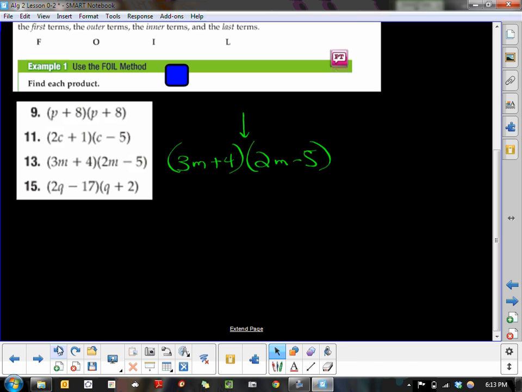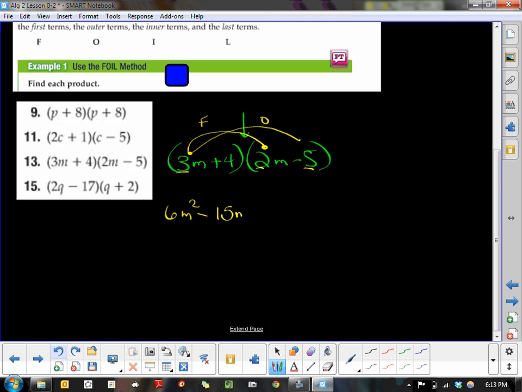So we're going to come through with our first terms. We're always going to multiply our first ones in each binomial together. That's our first. That's a 3m times a 2m. And 3 times 2 is 6. So I got 6. And m times m is m squared. Then I got to do the outermost two. So the outermost two forces me to multiply the 3m times a negative 5. So a 3 times a negative 5 is a negative 15. And then times the m.